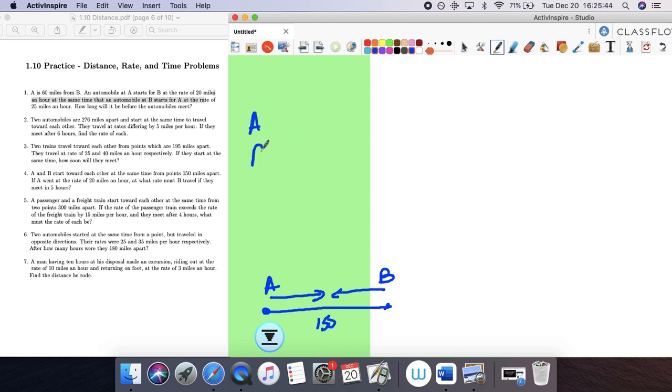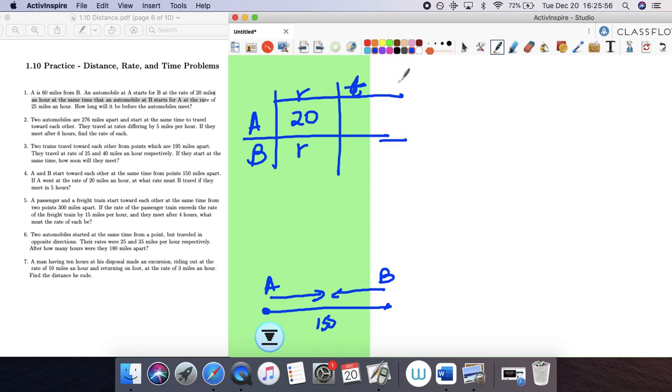Let's call this A and B. A went at 20 miles an hour. B we don't know, so we're going to call that R. We don't know the rate. So R, T, D. Time-wise, it says that they both traveled for 5 hours, and this vehicle also traveled 5 hours.